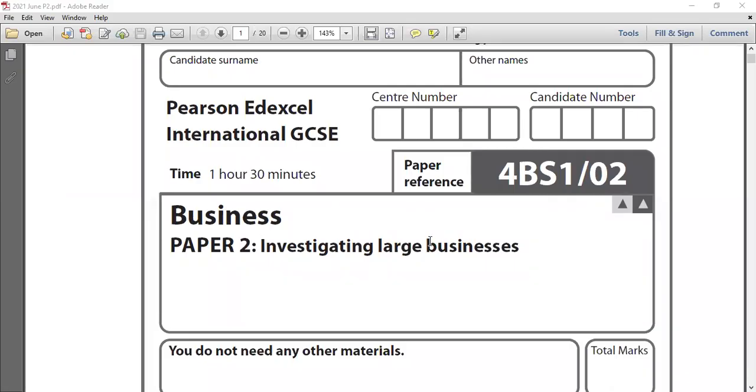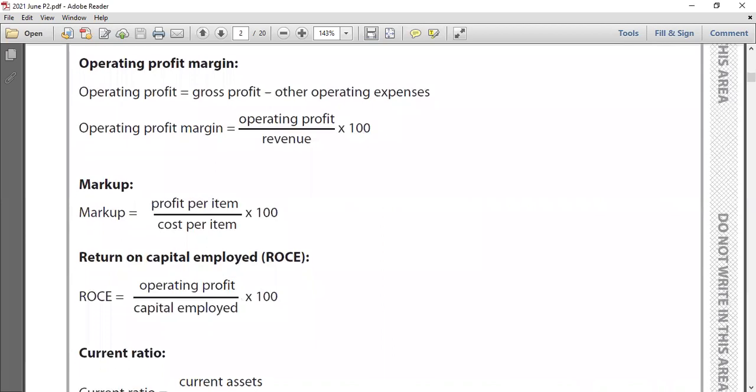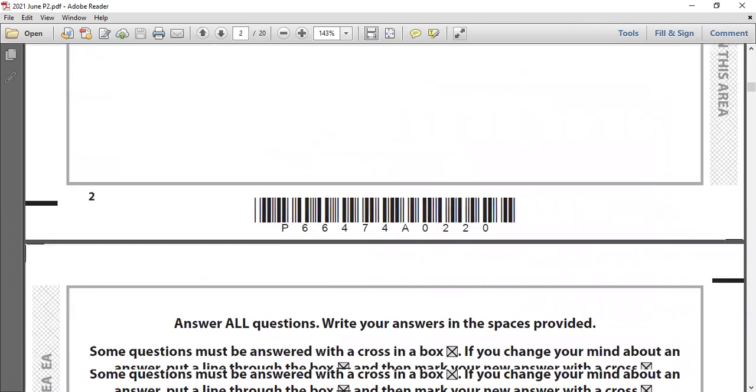Hi everyone. Today we're going to discuss the last question of this paper, Investigating Large Business, 2021 June paper, IGCSE. Look at the case study again. You can see the formula sheet is given. Here you can see the gross profit margin, operating profit margin, markup, ROCE. And the case study is again familiar.